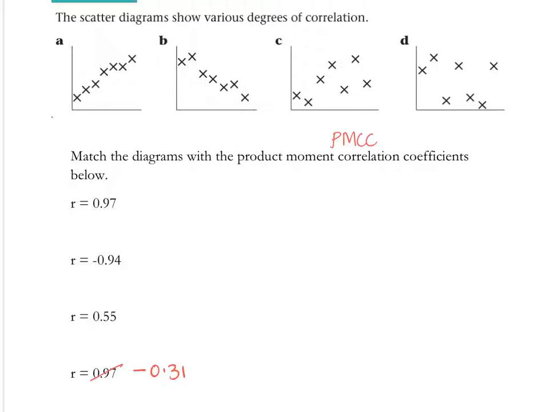Right, we want 0.97. So that's quite a strong positive correlation, and I think you'd agree that that is figure A. Minus 0.94 is a fairly strong negative correlation, so that looks as though it could be B. Right, 0.55, so we're looking at a positive correlation that's not that strong, so that's going to be C. And then D, minus 0.31, well, very, very weak negative correlation, so that's D.